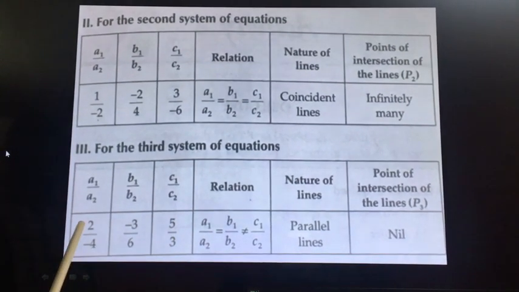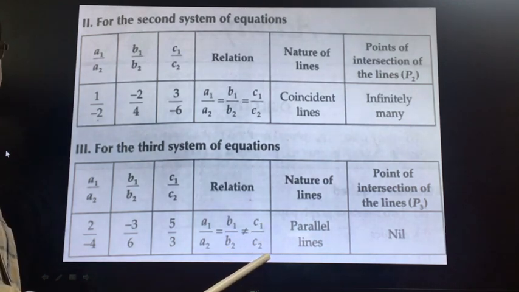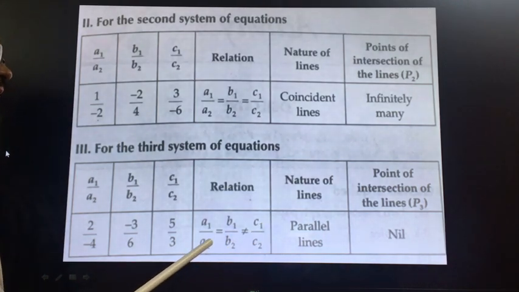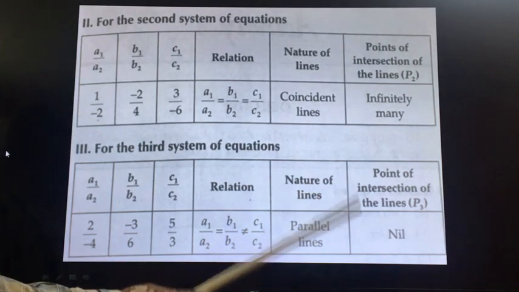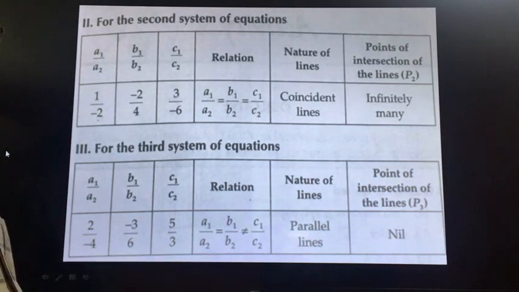So the first two ratios are equal, but the third is not equal. So we are getting a1 upon a2 is equal to b1 upon b2 but not equal to c1 upon c2. So this is the condition for no solution. And the nature of the lines: they are parallel lines, and we are observing they are not intersecting. So here there are no solutions, no point, nil point.